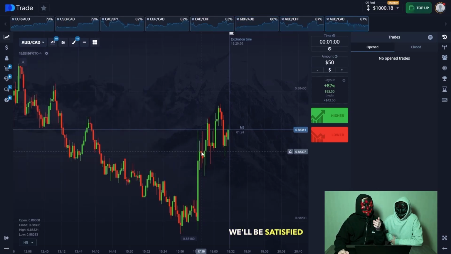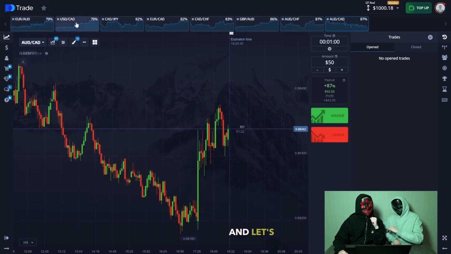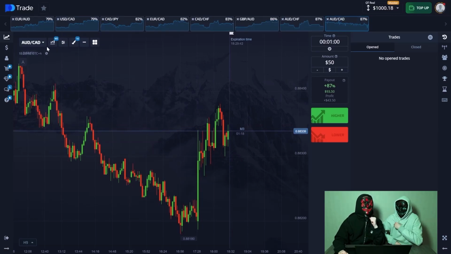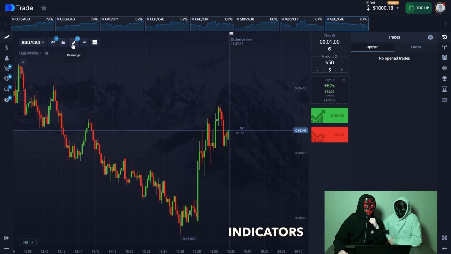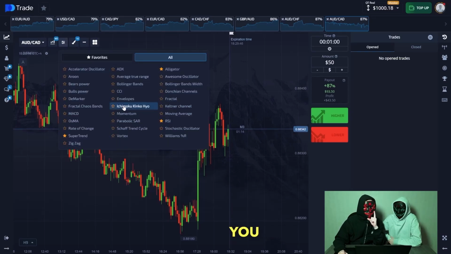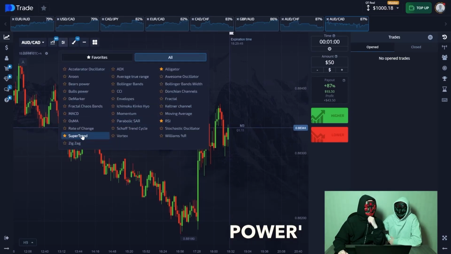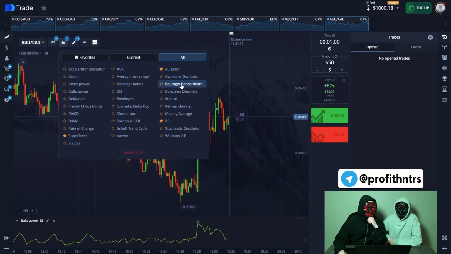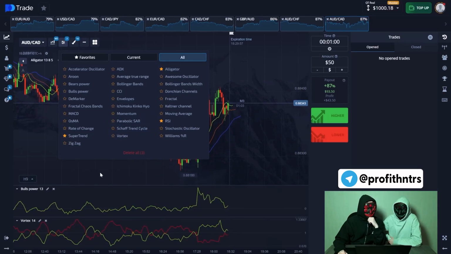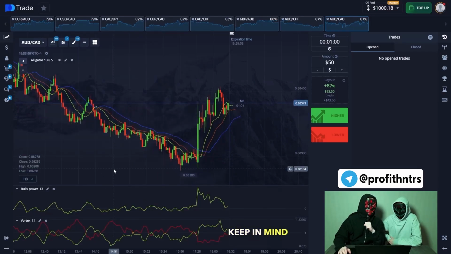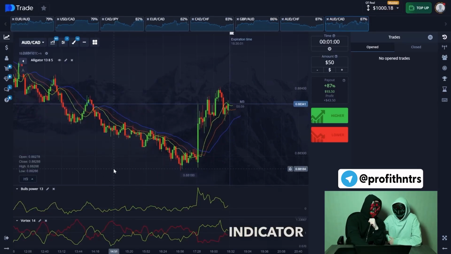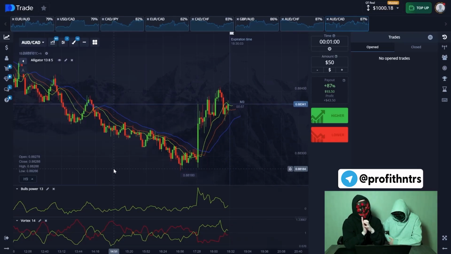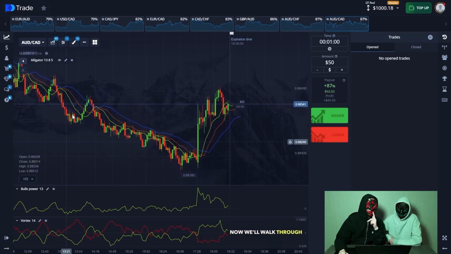We'll be satisfied with this many currency pairs, and let's start with the first one. Australian dollar, Canadian dollar. Now, we'll add some indicators which are very crucial. Add Bull's Power, include an Alligator, and a Vortex as well. Keep in mind we have 2 oscillators and 1 key indicator, and now we'll walk through the settings, friends.